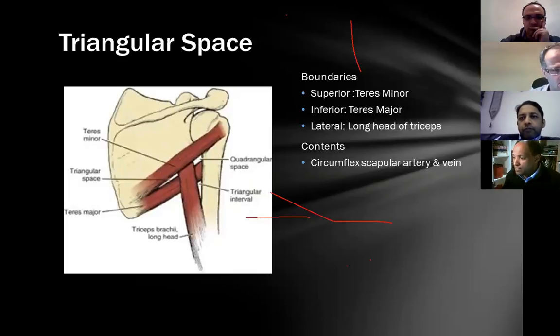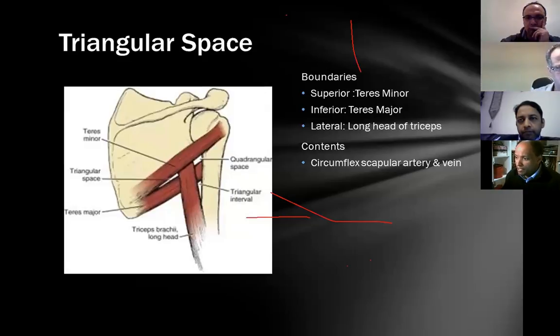And contents: circumflex scapular artery and vein. And this is important, particularly if you're trying to treat any injury around the scapula. Again, it's more of an issue, as I say, for anatomy as a point of interest. And you could quite easily have a picture of the dissection section to show you.